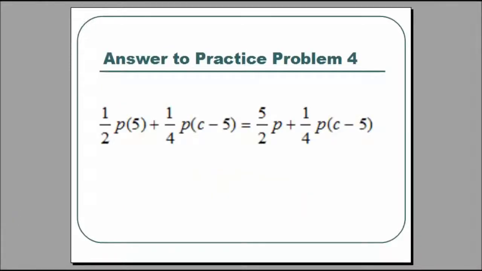And here's the answer. She bought the first 5 for half price, so the total amount spent on the first 5 was that price times the number, it's 1/2 p times 5. Then she bought the remaining discs, which is C minus 5, for 1/4 price. That's 1/2 p times 5 plus 1/4 p times parentheses C minus 5. Combining a little bit is 5/2 p plus 1/4 p times parentheses C minus 5.